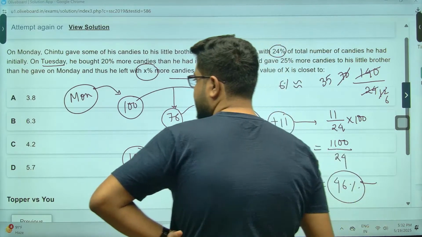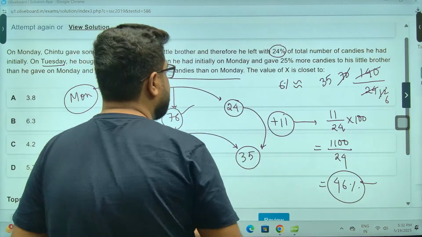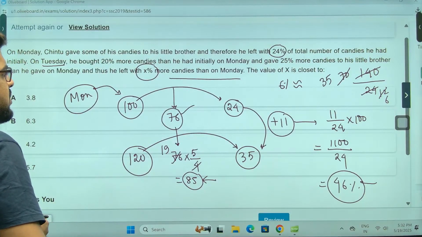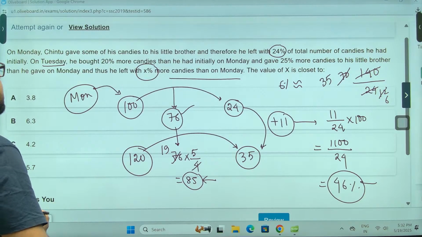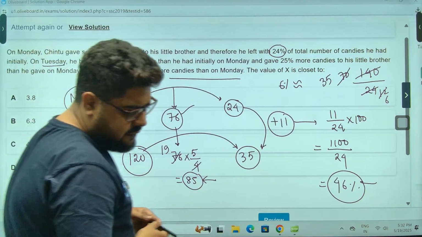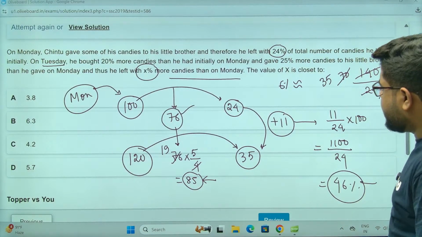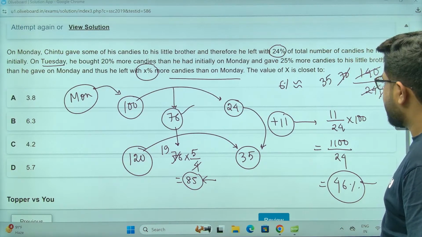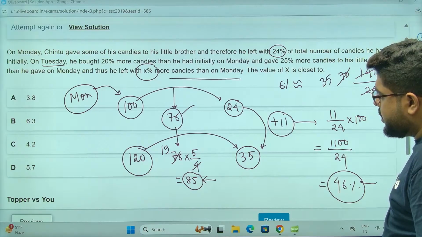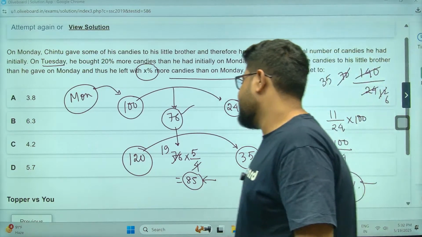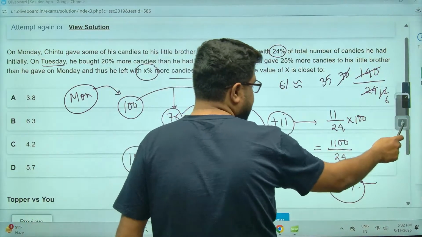446%, is it? Huh? What is not right, can anyone say? Something I've done wrong? Have I done something wrong? Arre yaar, arre yaar, sorry.